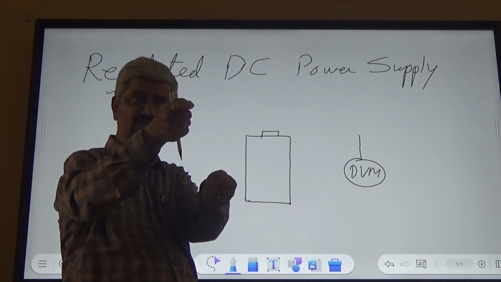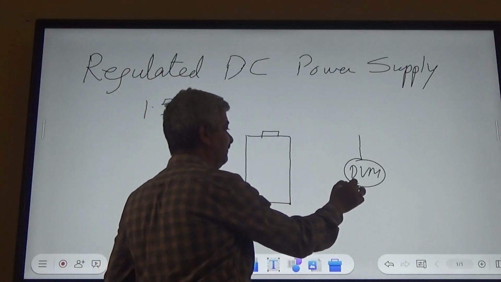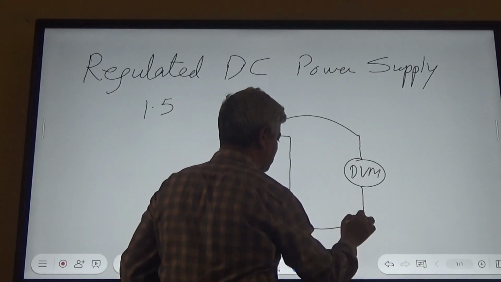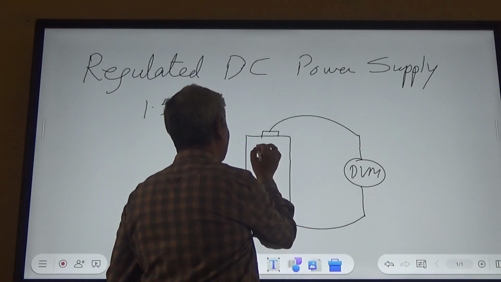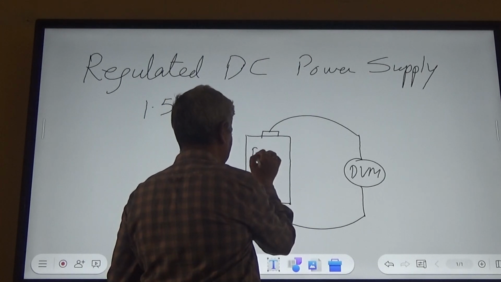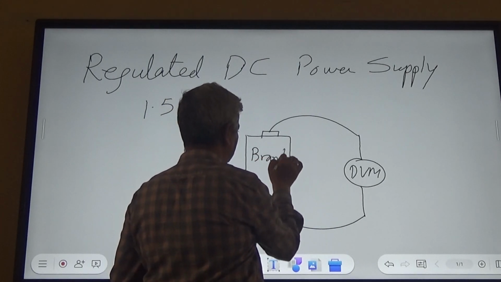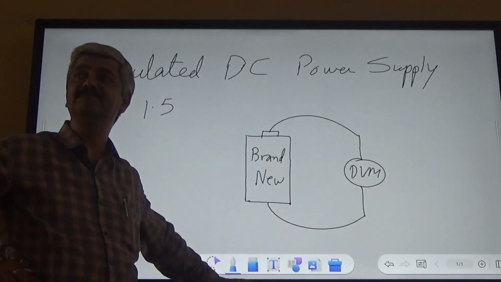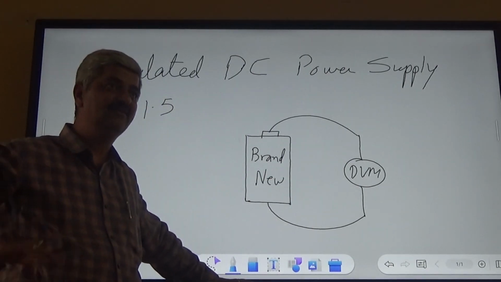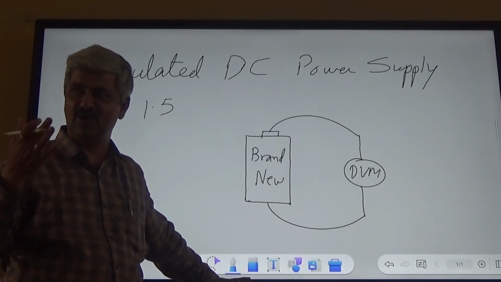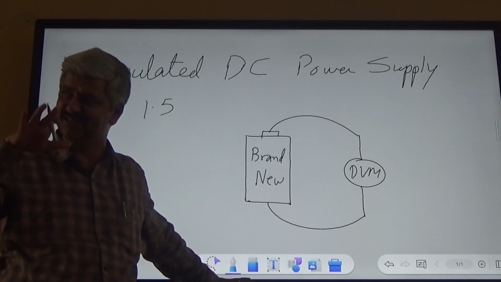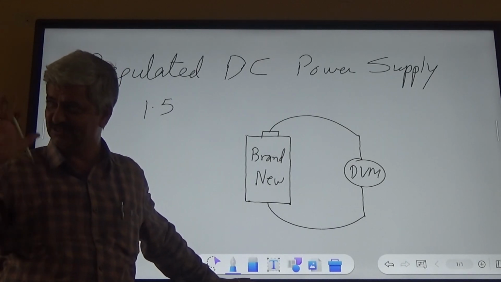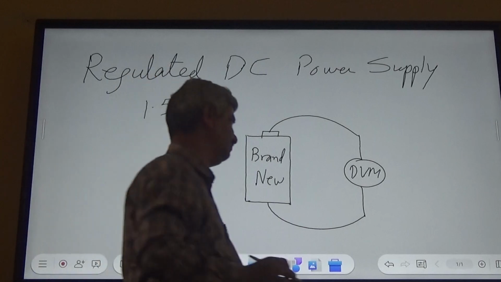Yes or no? No. Then if you take this DVM and connect it to the two ends of a cell, which is a brand new cell, what would be the reading of the DVM? 1.5 volts. This is a question which obviously everybody will answer, because there is nothing special to answer. So the answer is 1.5 volts.